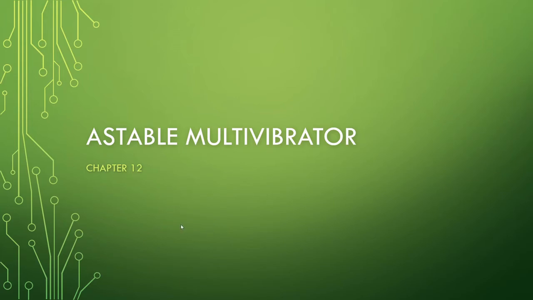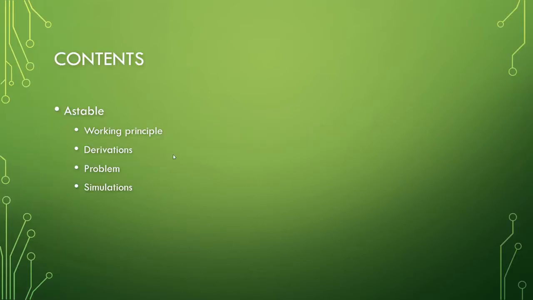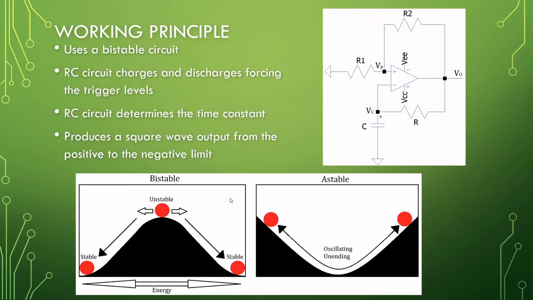Welcome to a video on the Astable multivibrator or the square wave generator. So we will be looking at the working principle, then some derivations, do a problem and some simulations. So the Astable is a bistable which has been converted to be an oscillator.